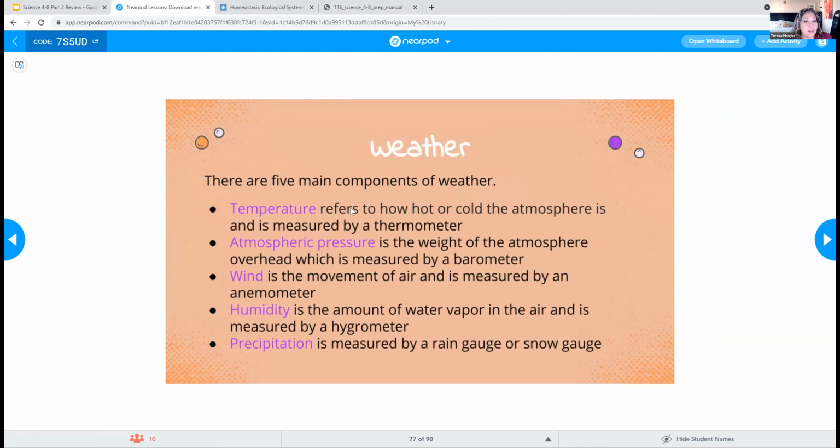So when it comes to weather, you do have to know what weather is composed of, what the components are. So temperature, atmospheric pressure, wind, humidity, precipitation. You have to know what they are, and you have to know how they're measured. Okay, so I put the instruments there.